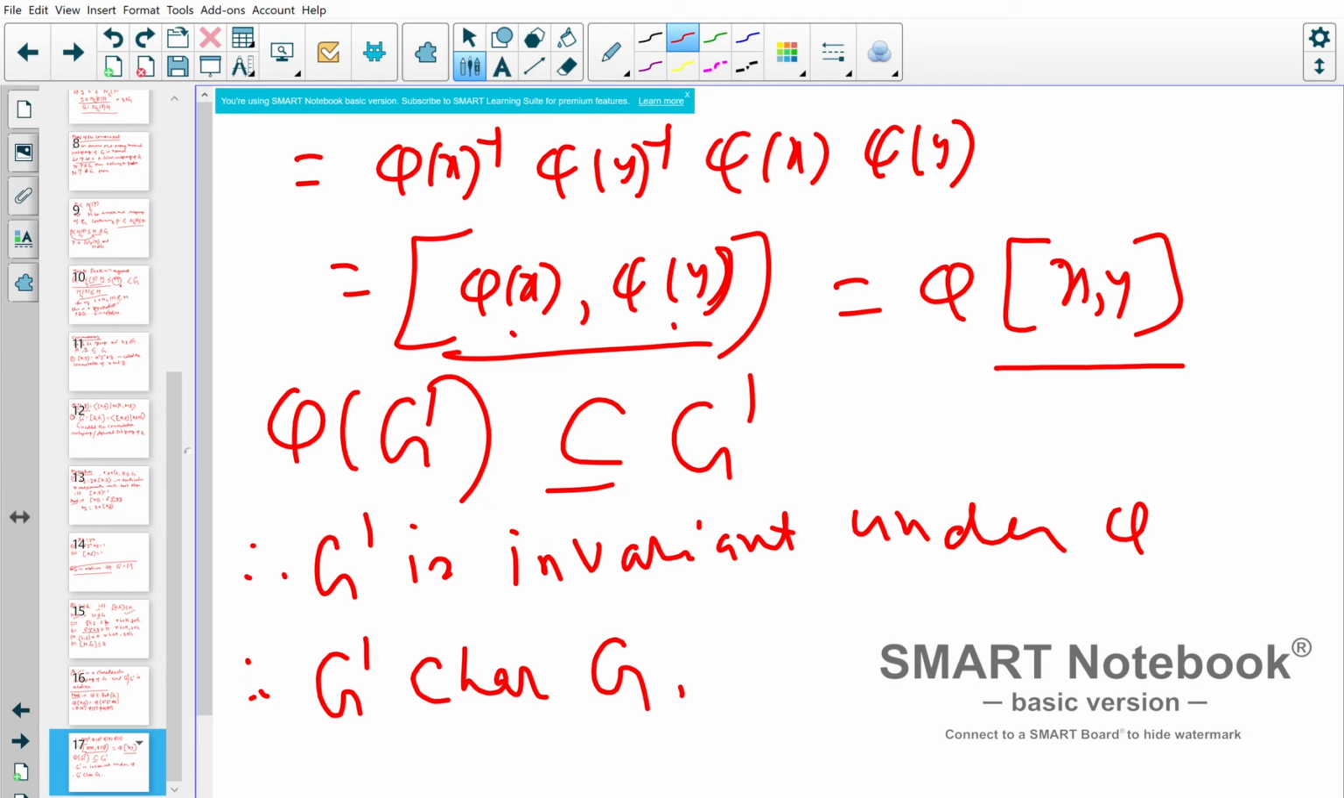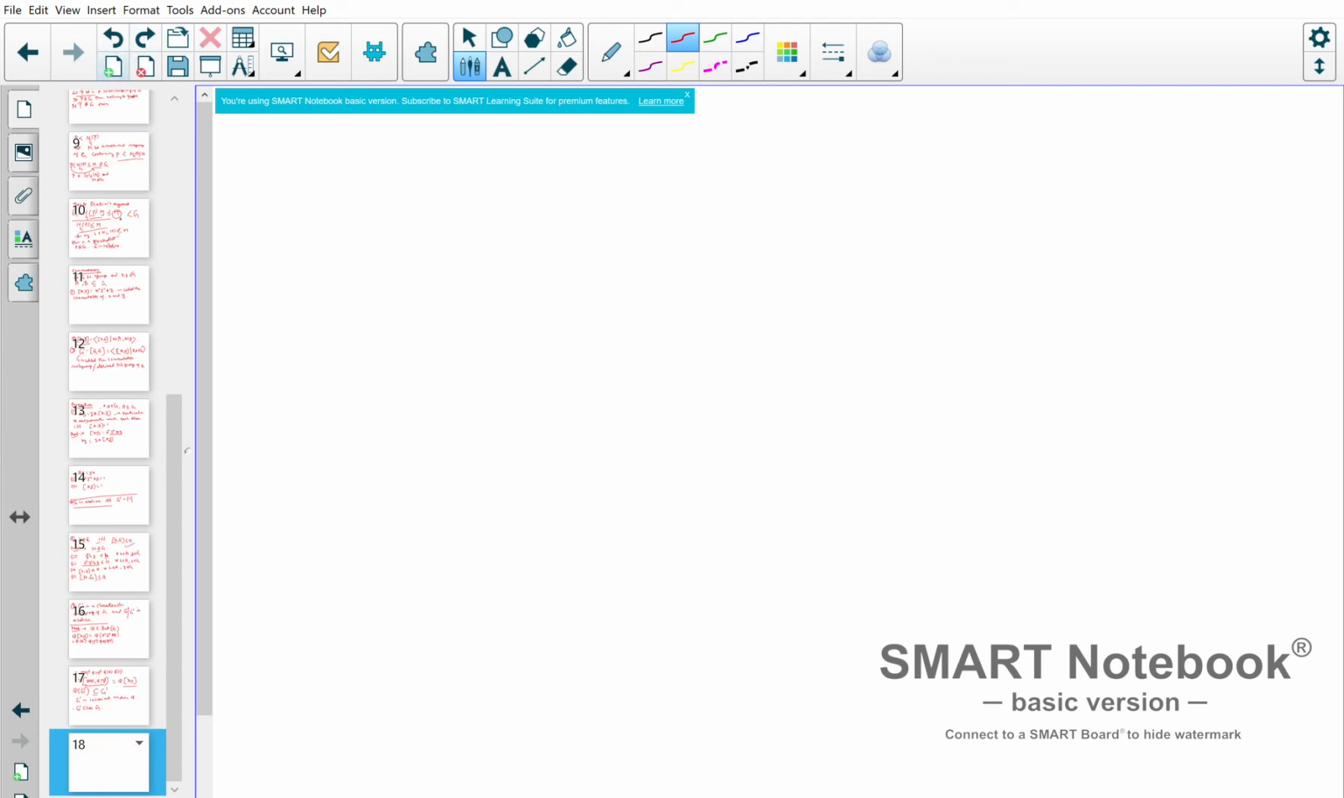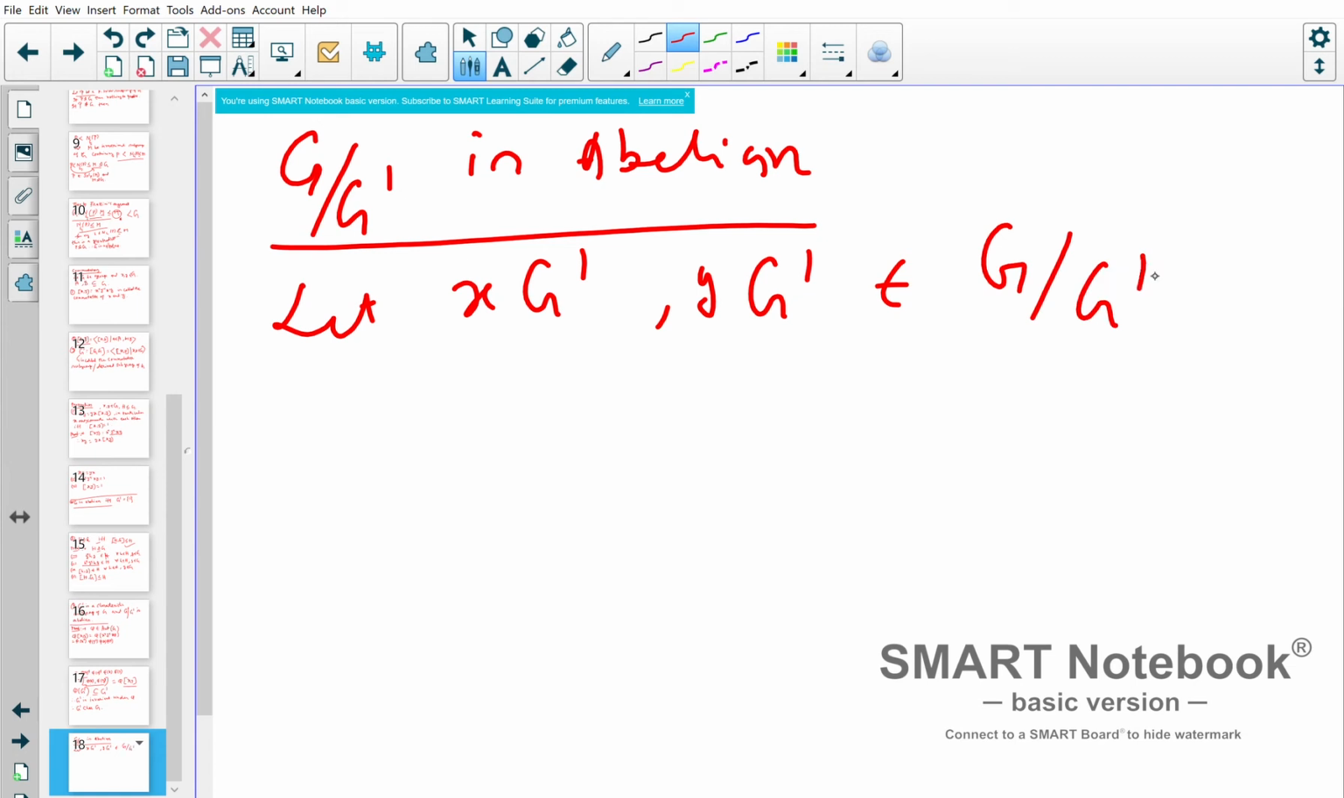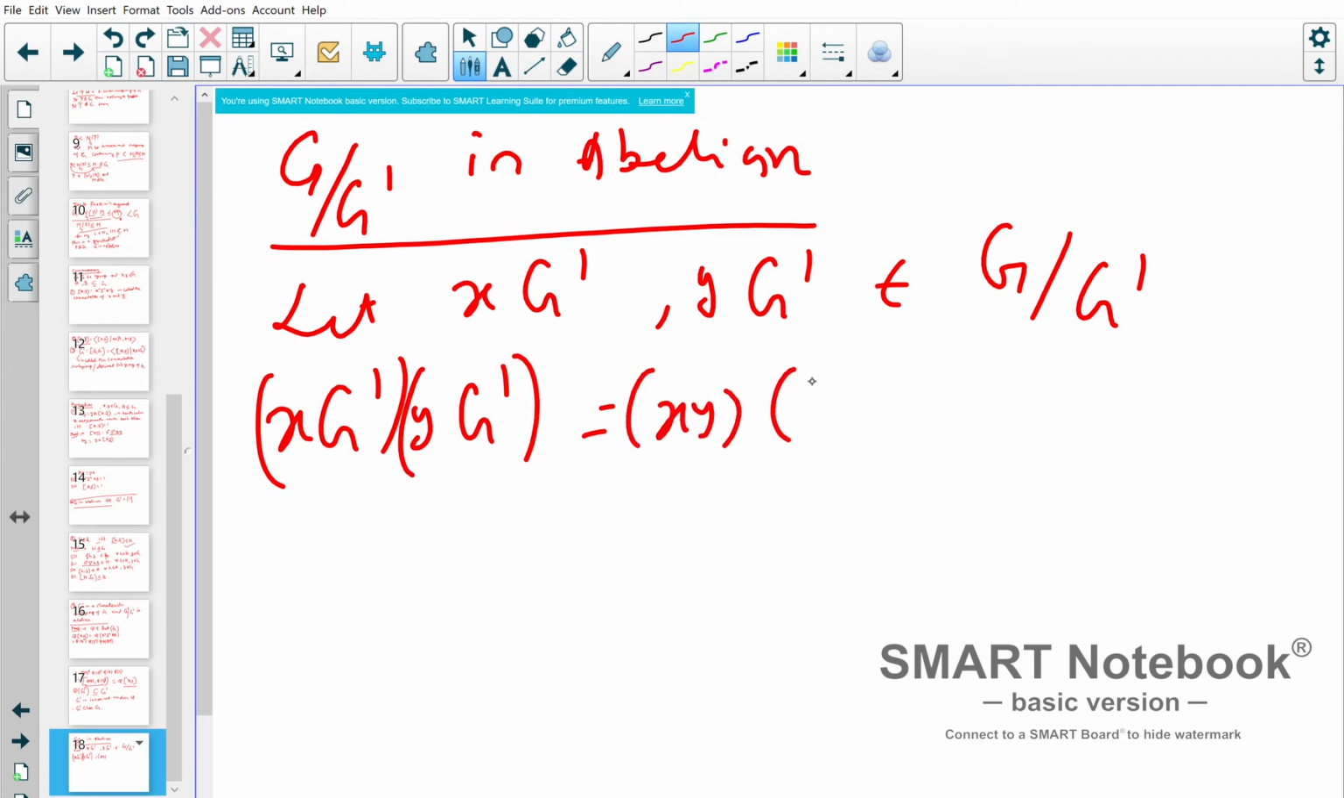Now, how do we prove it is abelian? We need to prove that G mod G dash is abelian. Let us choose two elements of G mod G dash, of the form x G dash and y G dash. Let us check whether they commute. The product x G dash times y G dash is xy G dash, which is the definition of the product on cosets.